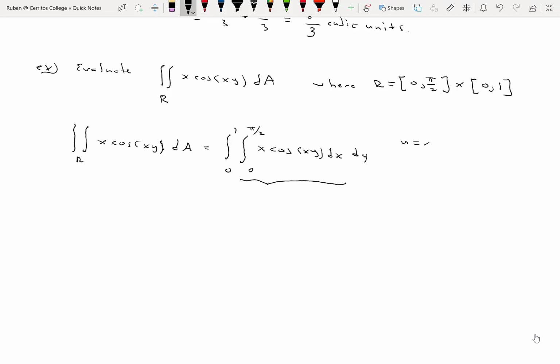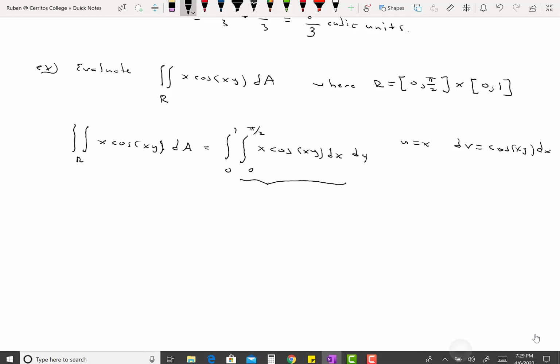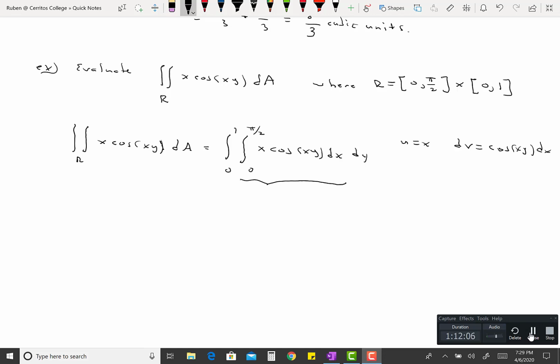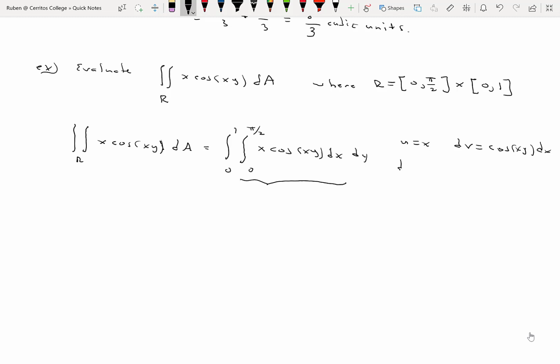I'm going to let u equal x, dv equal the cosine of xy with respect to x, so that du equals dx, and we need to find v, so we need to integrate cosine of xy with respect to x. So y is held fixed. If it were cosine of 5x, the integral would be 1/5 sine of 5x. Well, it's not 5x, it's yx, so it's 1 over, not 5, but 1 over y, the constant, sine of xy.